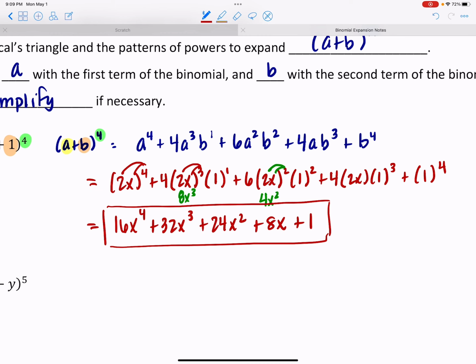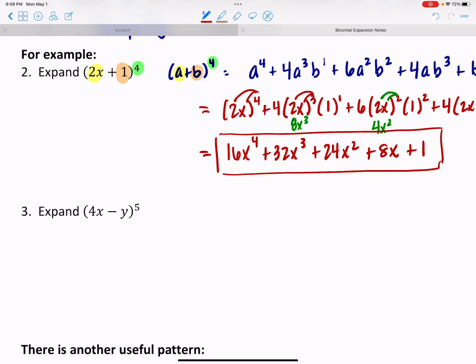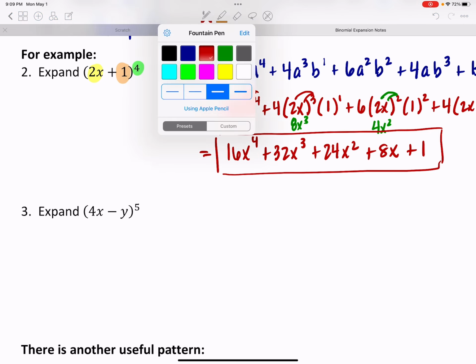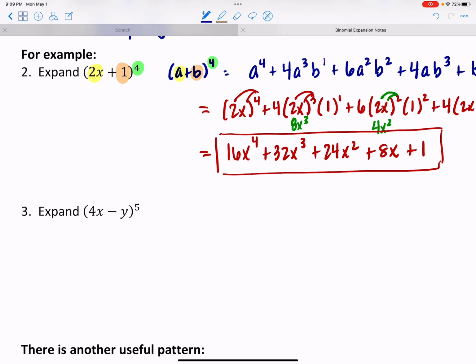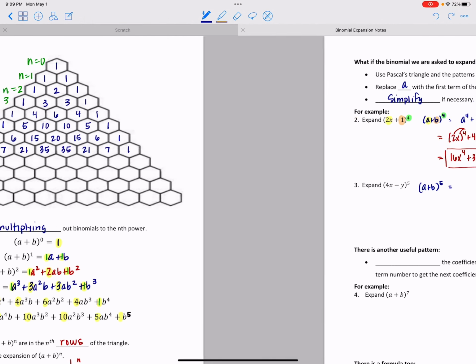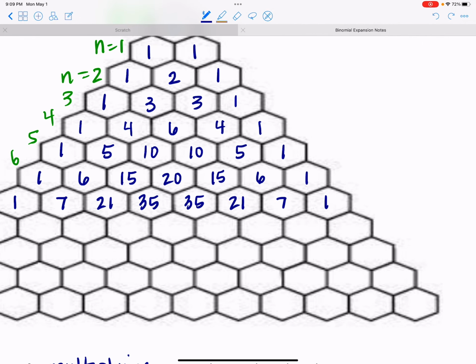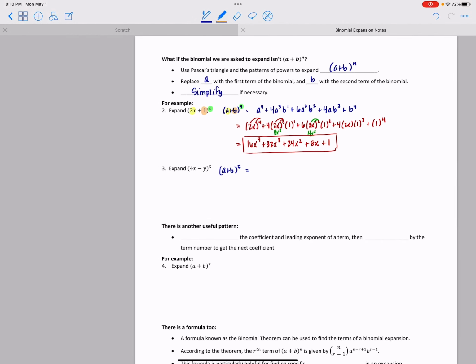Okay? So let's try this again. If I want to expand 4x minus y to the fifth power, the first thing I would actually expand is a plus b to the fifth power. We actually expanded that one already on the front, but just so we can see it again, go to Pascal's triangle. My n equals 5. That's going to be here for my coefficients: 1, 5, 10, 10, 5, 1.